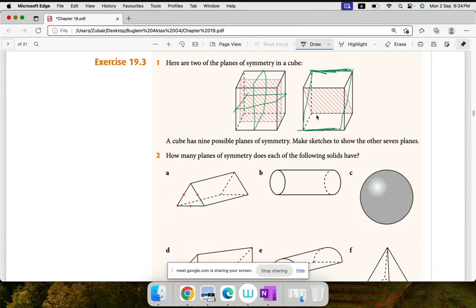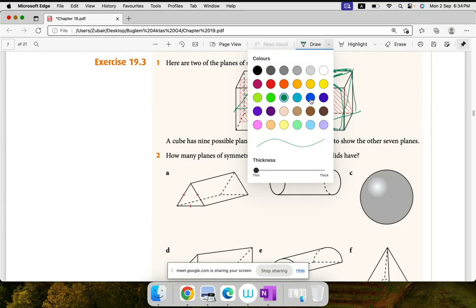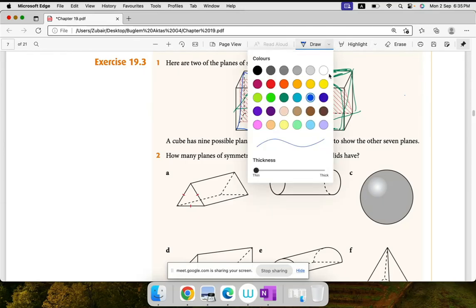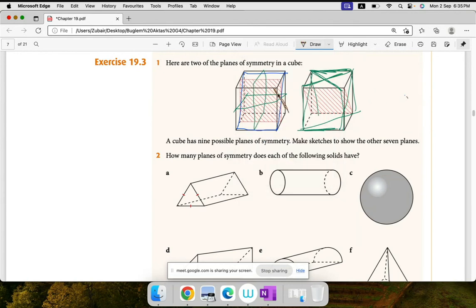Then 6 is the diagonal. This diagonal goes down the complete way, and 7 is this way, the diagonal goes down the complete way, and I'm changing color. You see this diagonal goes completely to the left, and same way changing the color again. This diagonal goes till the end. So these are 9 planes.